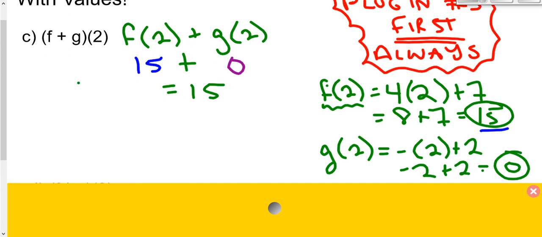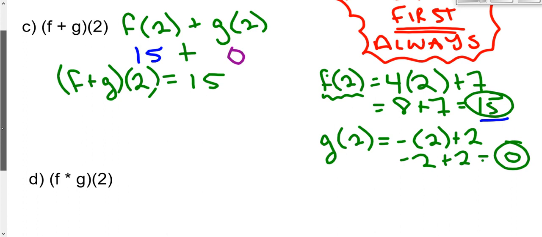Now notice, when my operation had a number inside of it, my answer, f plus g of 2, is also a number. So when my operation has a variable inside of it, my answer will have variables in it. It'll be an equation. But when my operation has numbers inside, my answer will be a number. Let's try one last one.